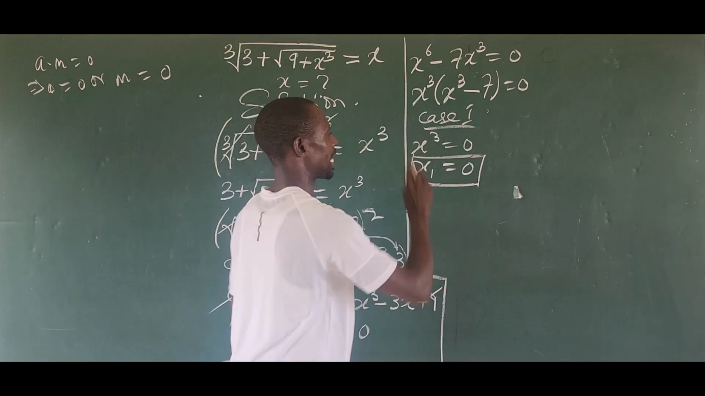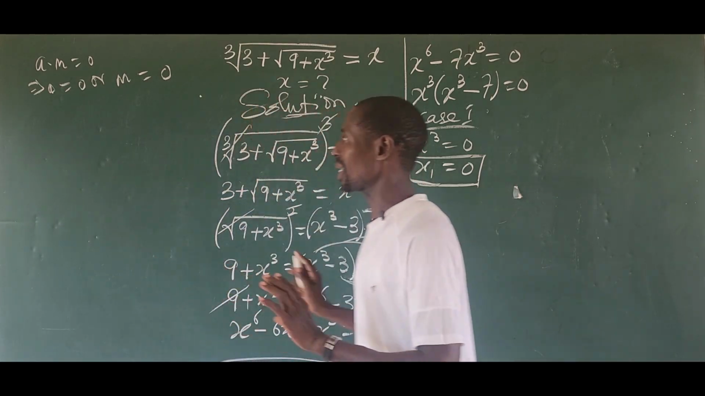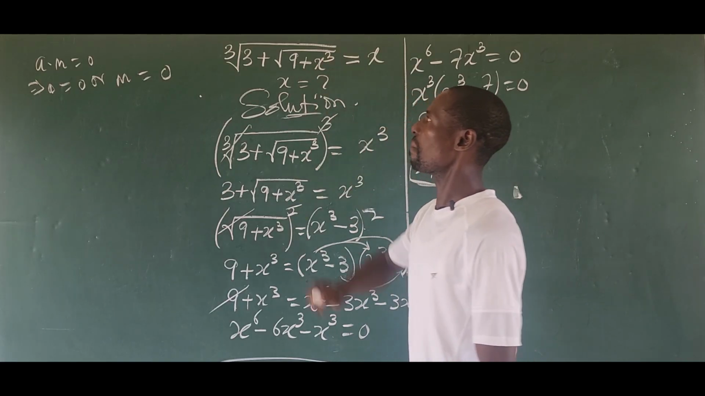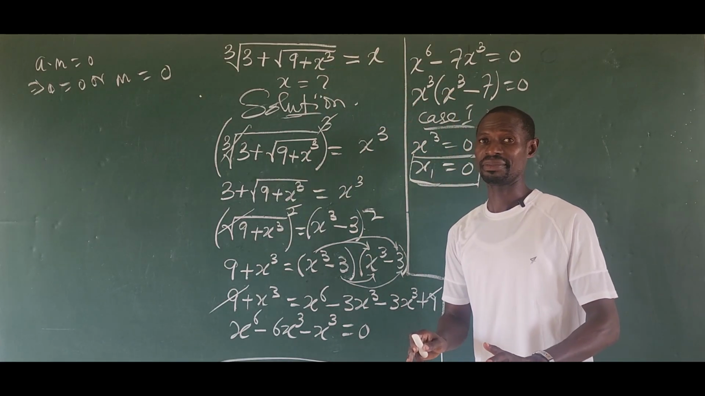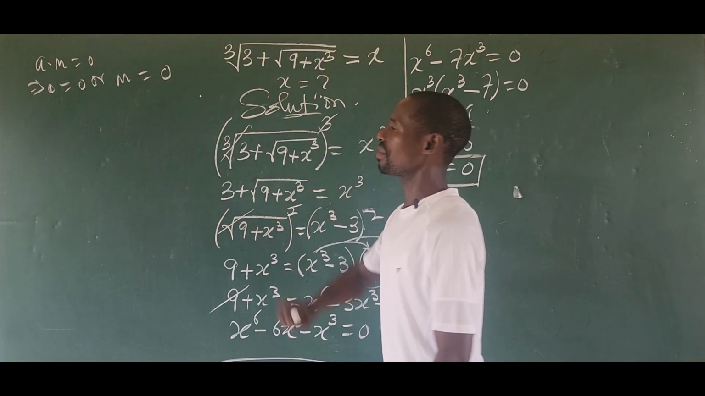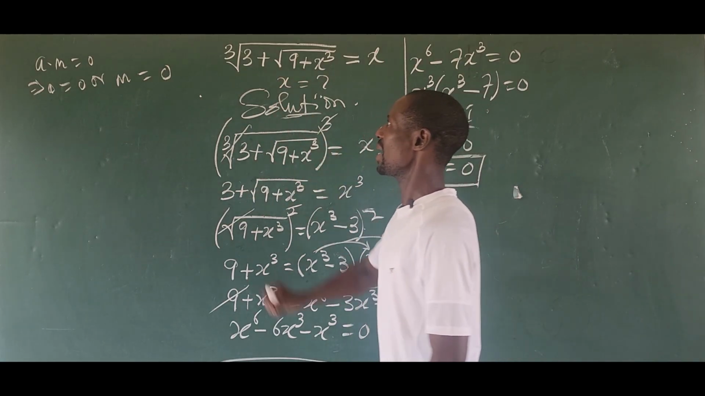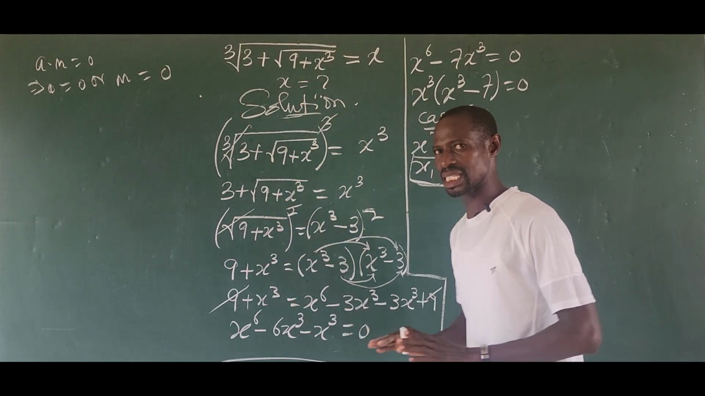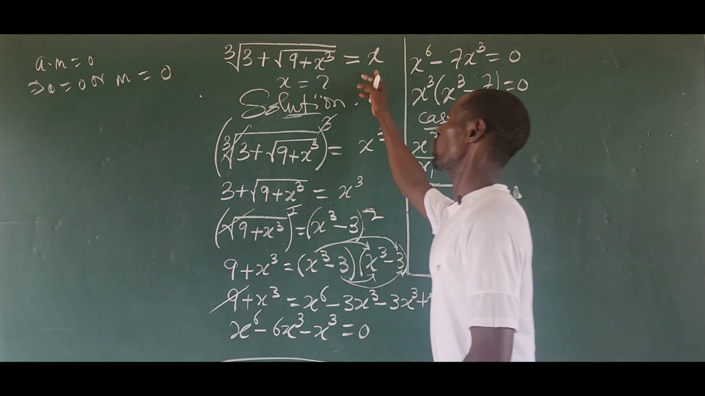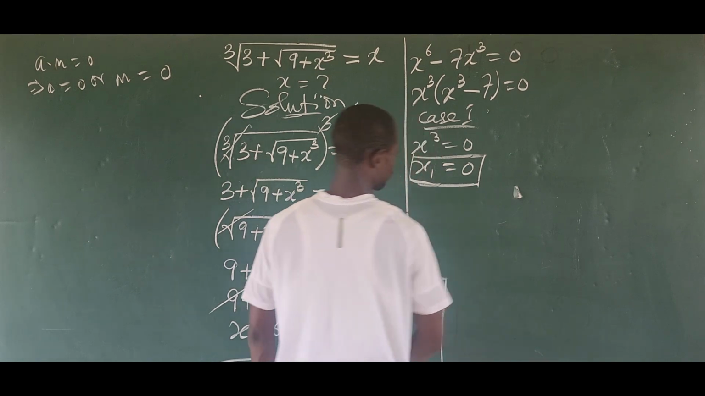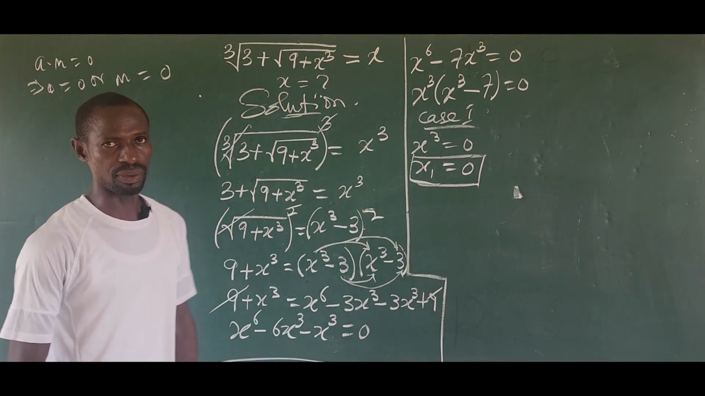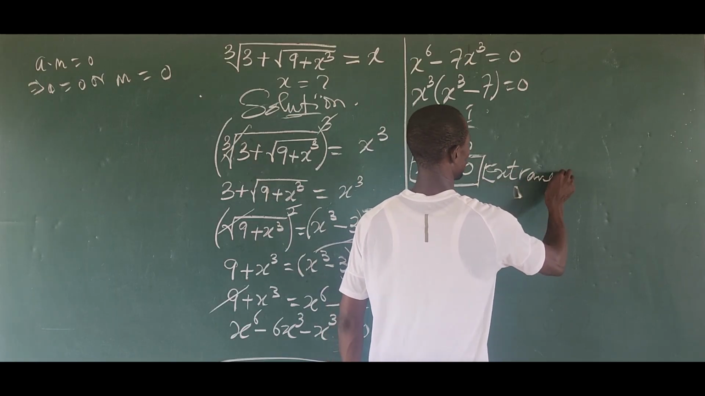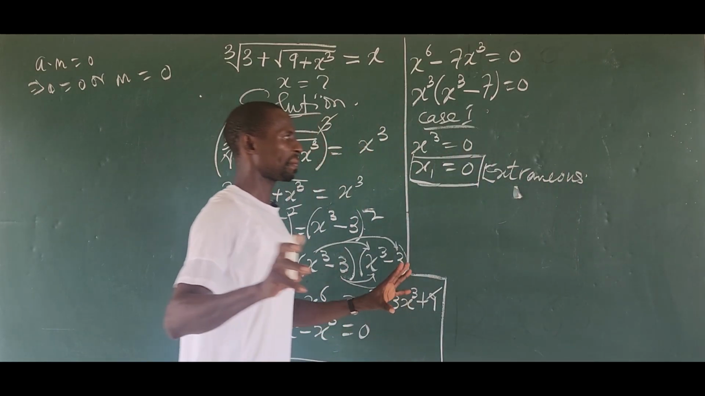All right, now let's check if this root will actually satisfy the original equation. So we put 0 here, and 0 here. 0 to the power of 3 gives us 0, right? So 0 plus 9 gives us 9. The square root of 9 gives us 3. If we add 3 to 3, that gives us 6. The cube root of 6 is not equal to 0. In other words, this first root, which is x equal to 0, is extraneous. So we reject this one here.